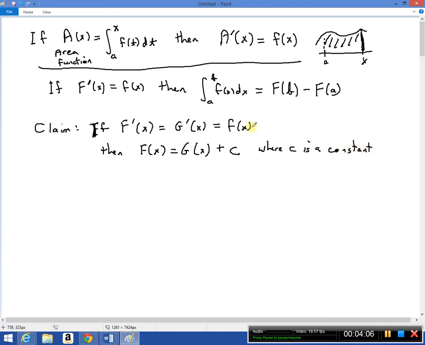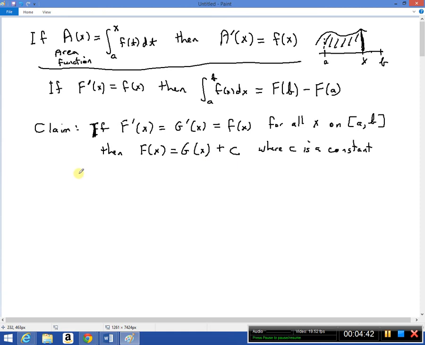Now, I didn't quantify this well. This is if the derivatives are equal for all x on the interval that you're looking at. In this case, it would be the interval from a to, well, let's make b out here somewhere, just so that x is in the interval from a to b. So as long as the derivatives, that is, the antiderivatives, work for all x, then one is equal to a constant plus the other.